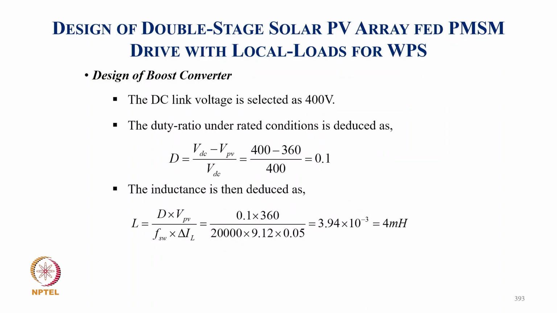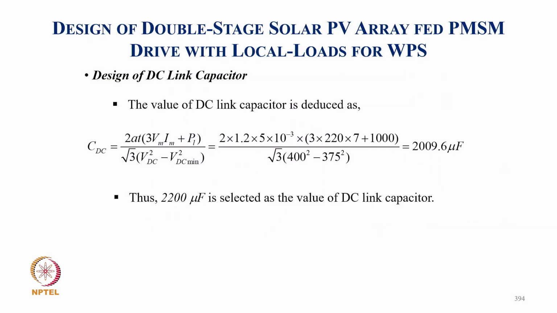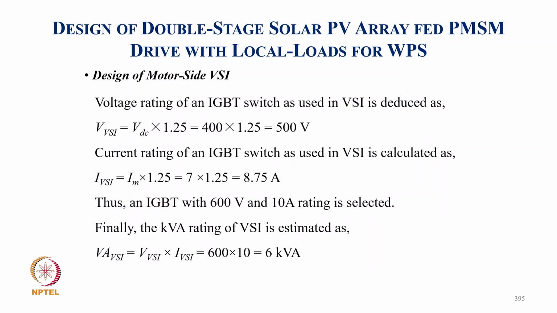And now the design of the boost converter. DC link voltage is selected as 400 and the duty ratio is calculated as (400 minus 360) divided by 400. The inductance is calculated as L = D V_PV / (f ΔI), it comes to 4 millihenry, and the DC link capacitance is calculated with 3 V_m / (... root 3 V_DC minus 1), it comes to 2009.6 microfarad, so 2200 microfarad is selected as the value.